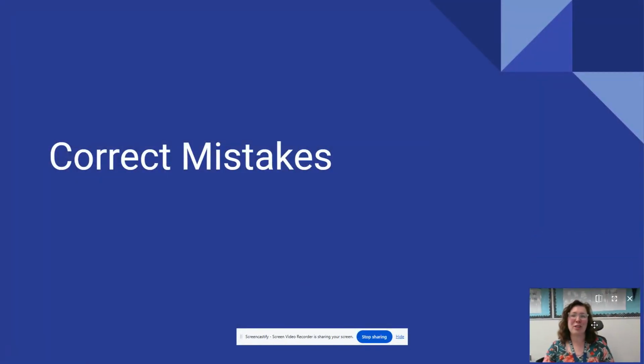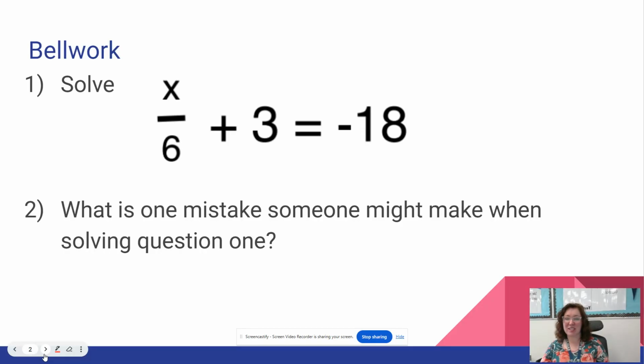Hi, today we're going to be looking at some multi-step equations and correcting the mistakes that are in them. So first we'll start with our bell work. We need to solve this equation. And we can start by subtracting 3 on both sides. Now a little tricky. Negative 18 minus 3 is actually negative 21.